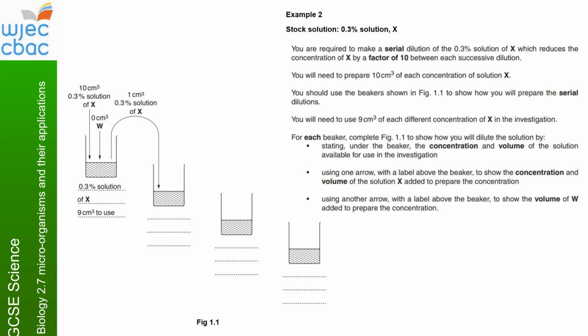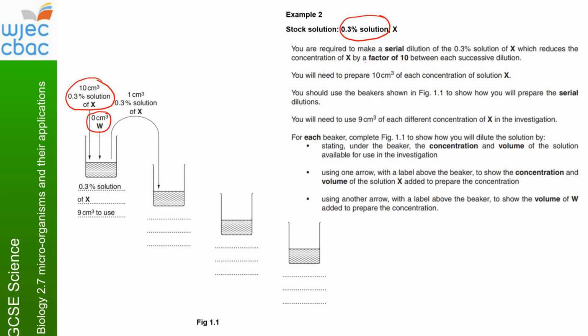And this time we are going to make a serial dilution. But this time, rather than halving, we're going to dilute it by a factor of 10 between each successive dilution, okay? So we're going to start off, our solution is 0.3%, and we're going to call this solution X, okay? So they have put in this beaker 10 cubic centimetres of the 0.3 solution X. There's no water in there at all, it is just purely the 0.3 solution.